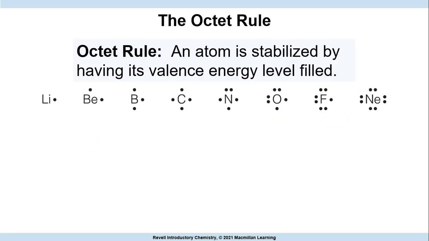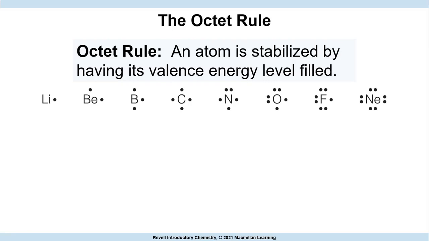Now, let's look at what we call the octet rule. What is the octet rule? The octet rule says an atom is stabilized by having its valence energy levels filled. So the octet rule states that for an atom to attain an octet, it must have a filled energy level.